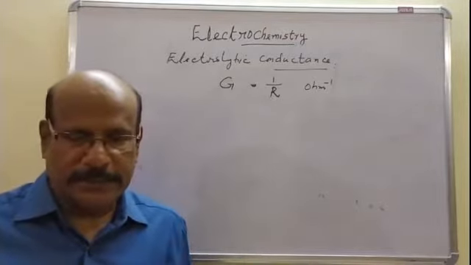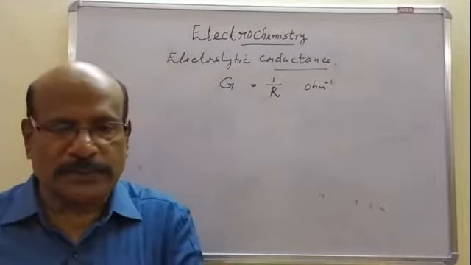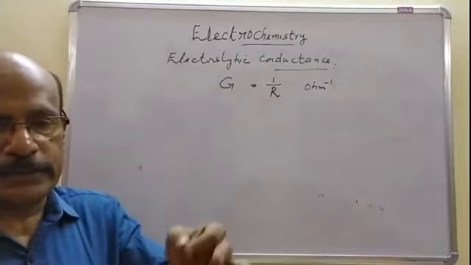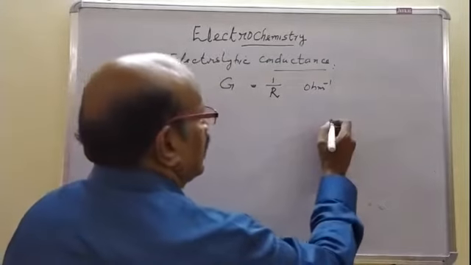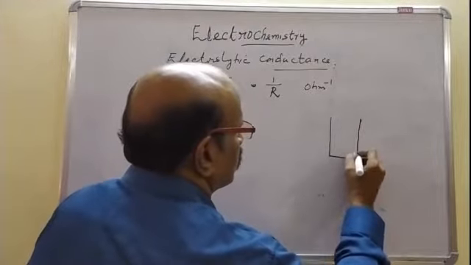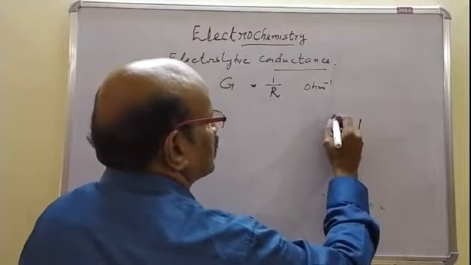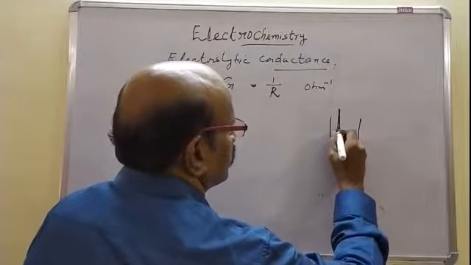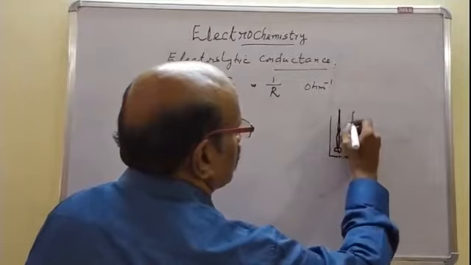That electrode assembly is characterized by the distance between the two electrodes, that is called L, and the cross-sectional area of the electrode, that is called A. That is already fixed, always fixed. Consider a cell or a vessel in which two electrodes are introduced, two electrode assemblies are there, one like this and another like this.